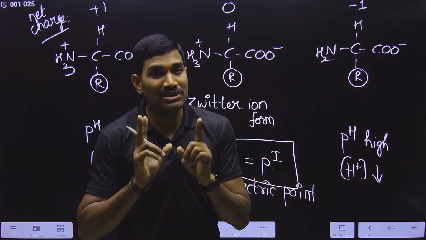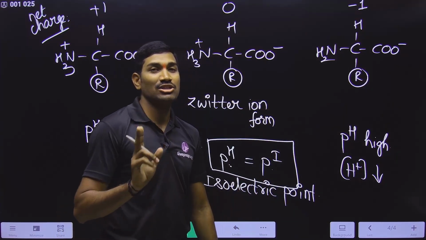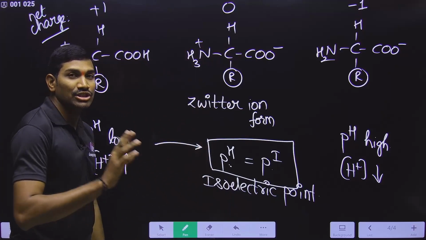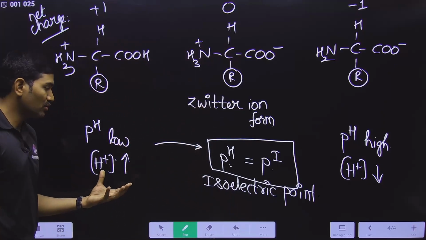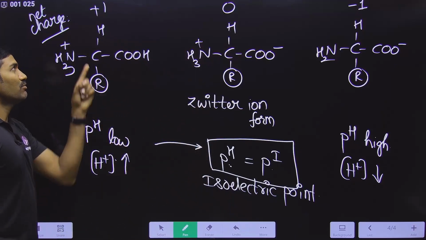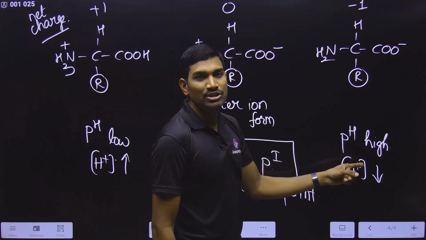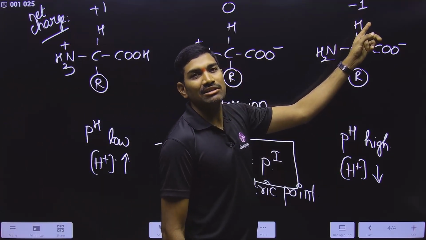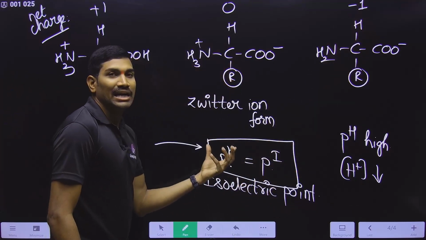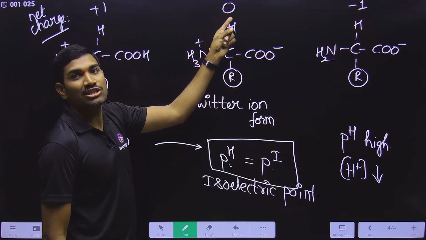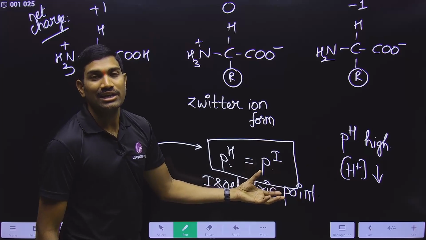So this concept is very, very important. Even in higher classes, many students are making mistakes. So please observe carefully. What is the overall conclusion? At very low pH, what is the charge on the amino acid? It is a positive charge. At very high pH, what is the charge on the amino acid? It is a negative charge.